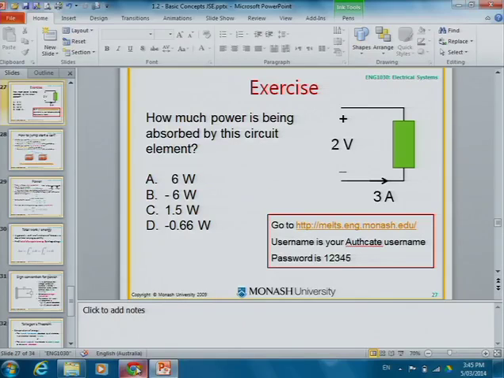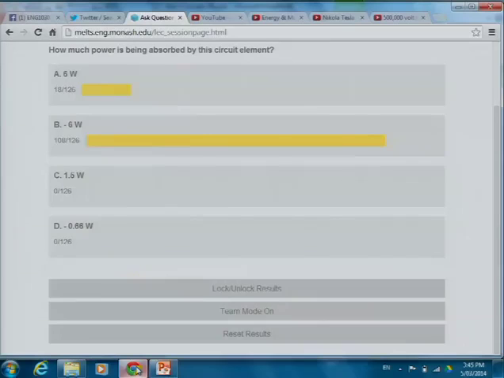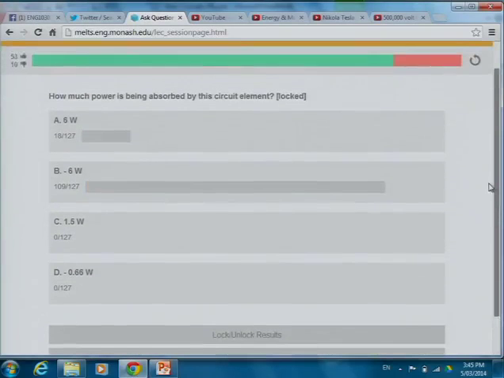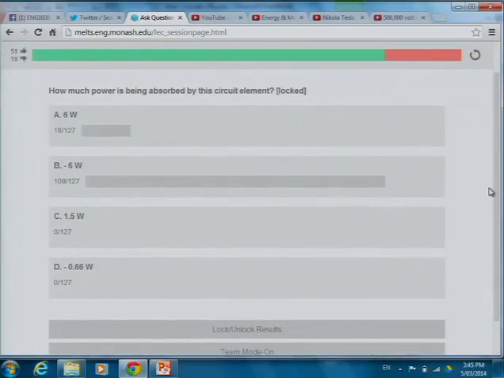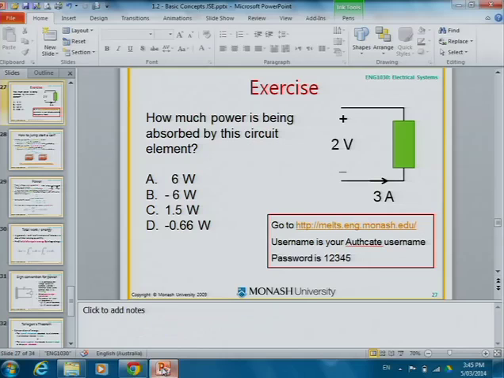So we had to think. There we go. I'll just lock that. So we have 109 out of 127 say minus 6. A few say 6. Nobody says 1.5 and nobody says minus, which is good. So it looks like everybody's multiplied 2 by 3 to get 6.